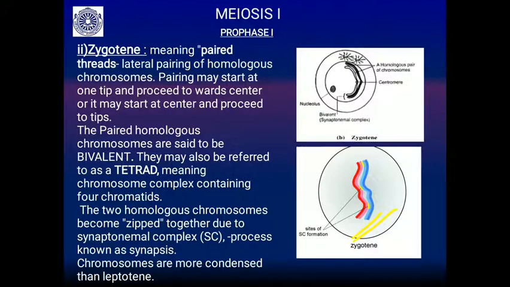They may also be termed a tetrad because they consist of 4 chromatids. The 4 chromatids form a complex, that's why it is called a tetrad. The 2 homologous chromosomes become zipped or attached together due to the development of the synaptonemal complex. This process is called synapsis, or pairing of homologous chromosomes.